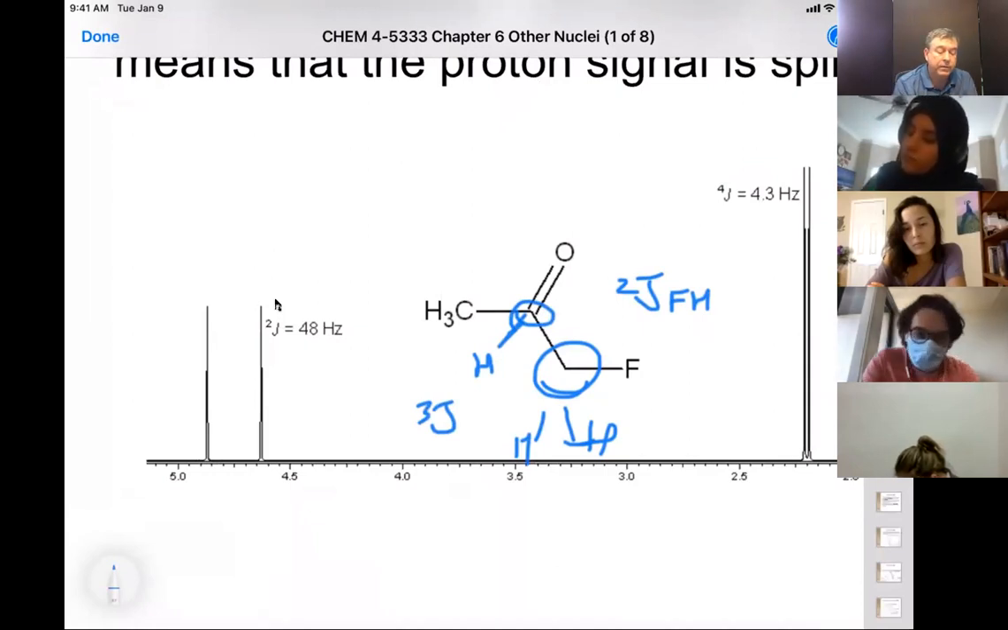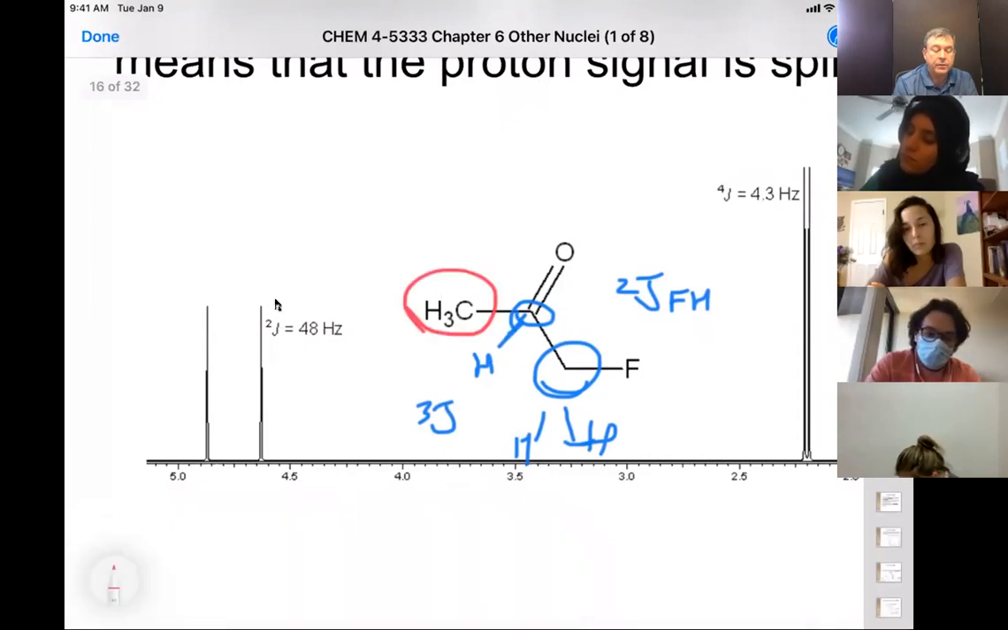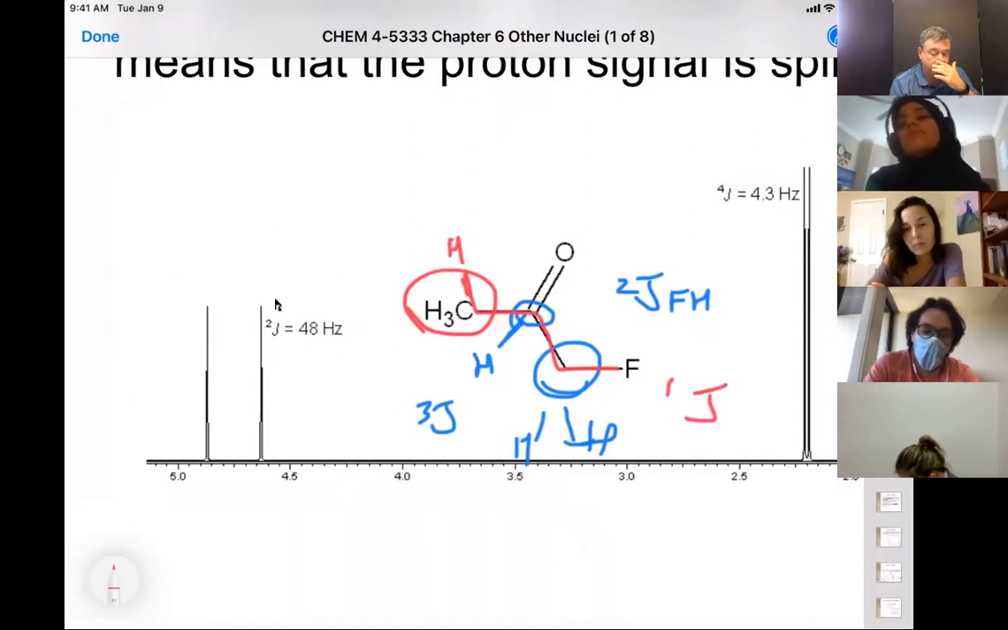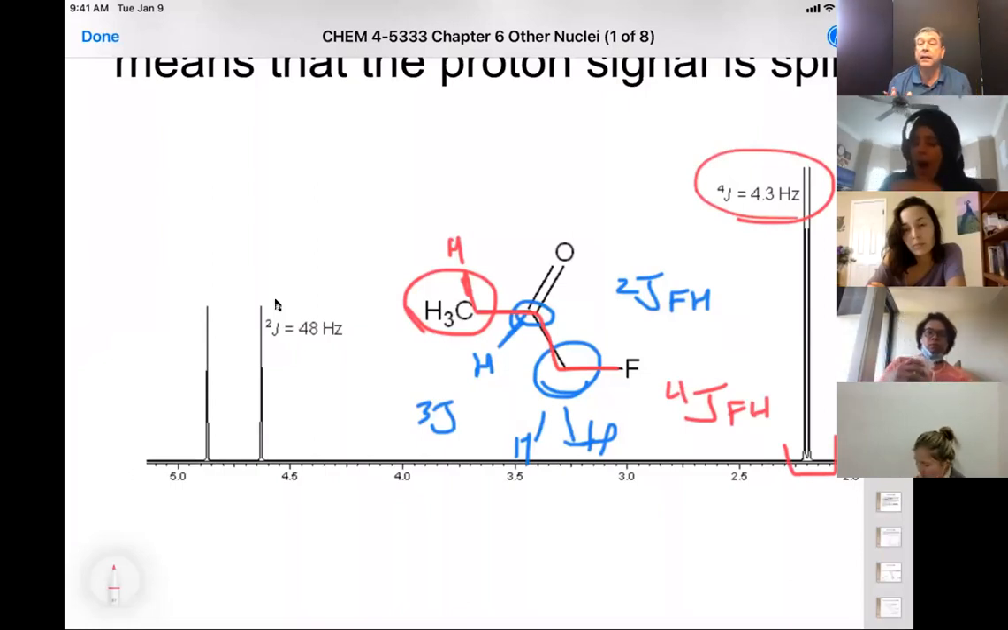But we do have these non-equivalent hydrogens over here, and we have a total of 1, 2, 3, 4 bonds to these hydrogens. And so we have a coupling constant with 4 bonds, that F to H. It turns out to be about 3.4 hertz. And notice these are very nice clean lines, the kind of lines you'd expect to see in our proton NMR.